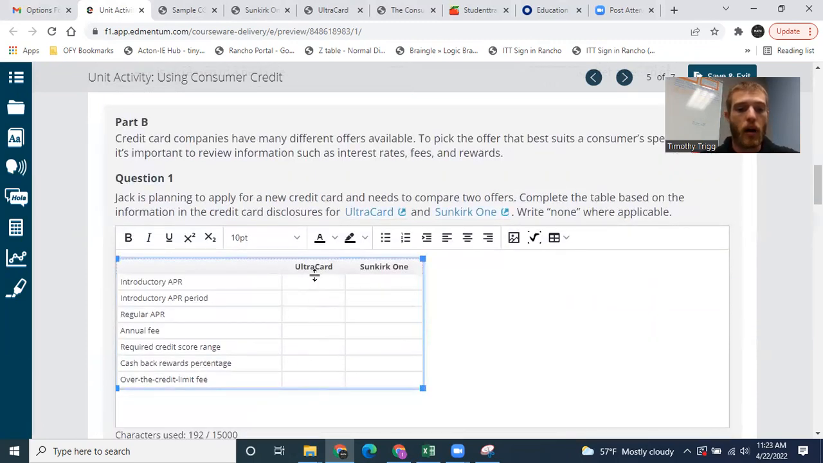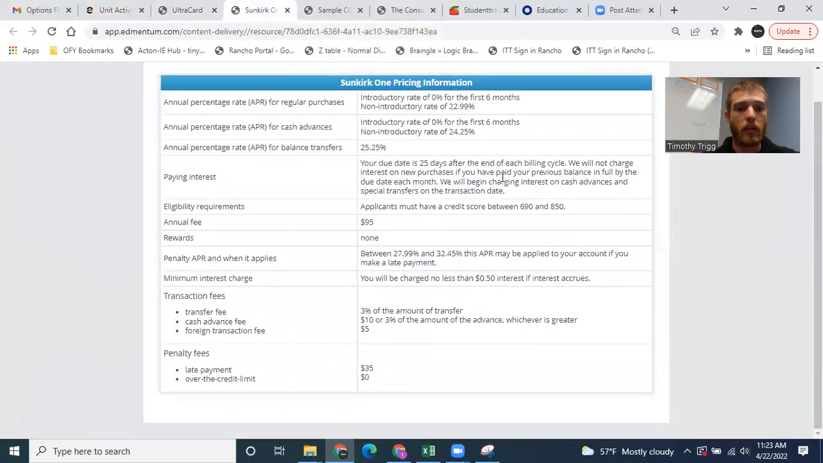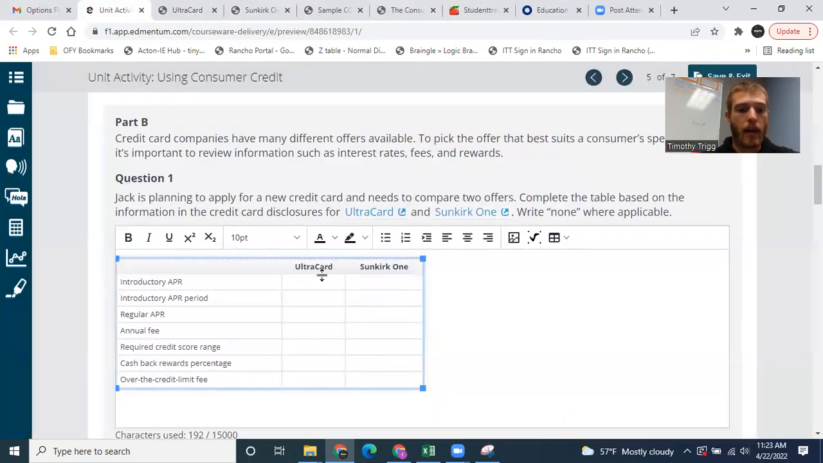Okay, so I'm going to show you on UltraCard here. So go ahead and click on these links. You're going to need them. The UltraCard one looks like this. It says UltraCard pricing information at the top. The Sunkirk one looks like this. Okay, so we're going to go ahead and I want to help you answer this column right here. And I want you to try to do the Sunkirk one on your own. So the introductory APR for UltraCard.